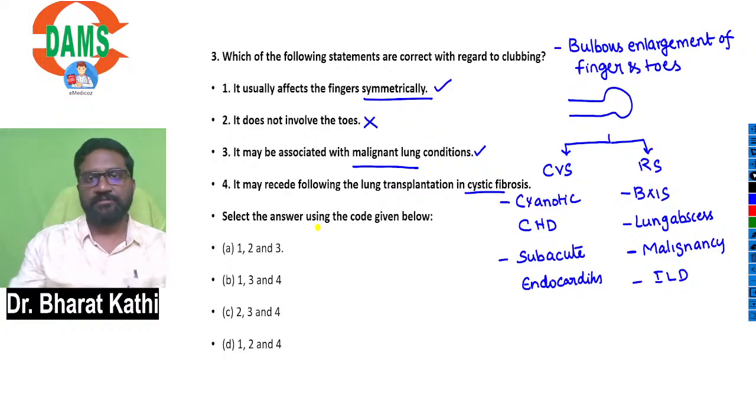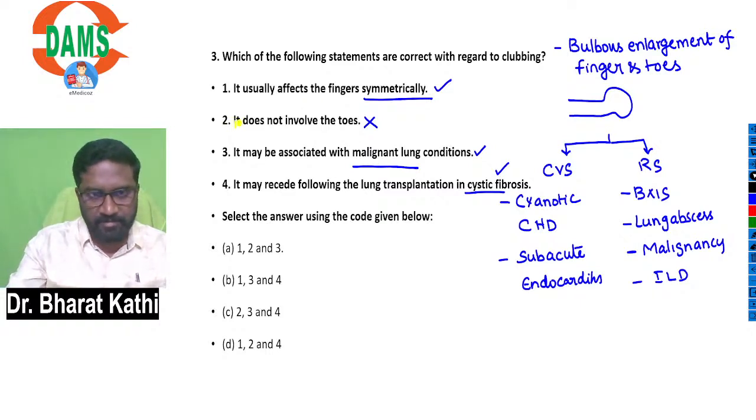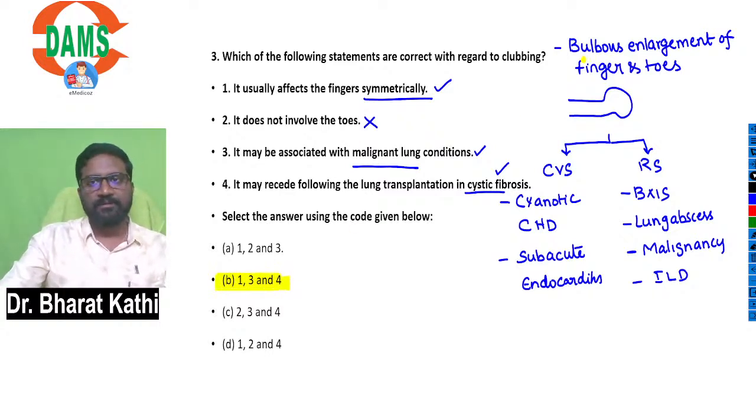So this was an observation. After lung transplant in cystic fibrosis, they have noticed clubbing to recede. So this is a fact-based observation. So here, apart from 2, everything seems to be right. So the best answer will be 1, 3, 4. Clubbing is bulbous enlargement of fingers and toes due to deposition of inflammatory mediators, especially growth factors, resulting from chronic inflammatory disorders such as bronchiectasis, lung abscess, malignancy, ILD. In cystic fibrosis after lung transplant, it can reverse. That was an observation.